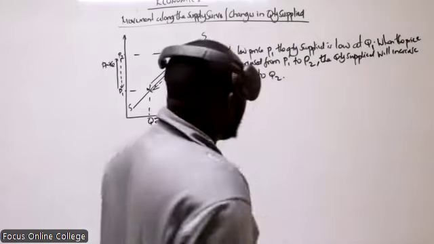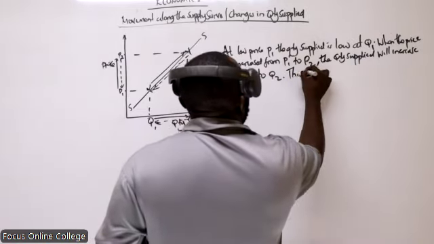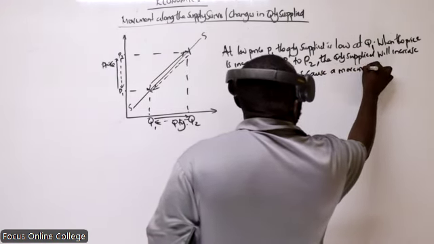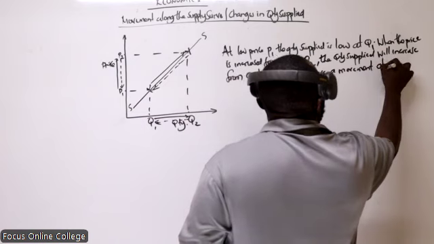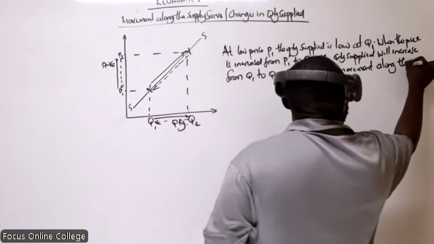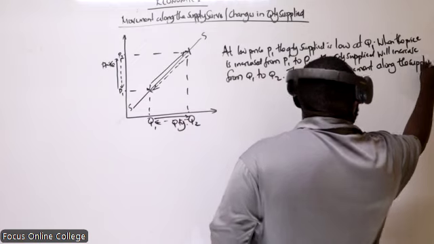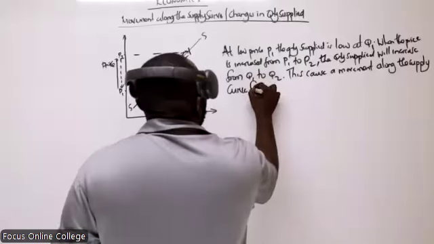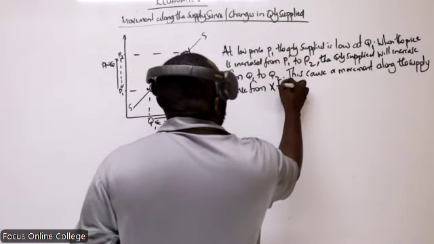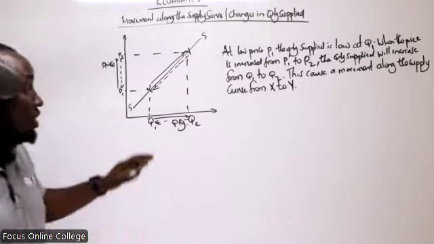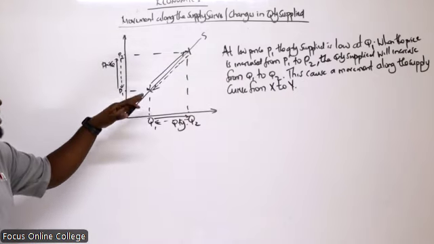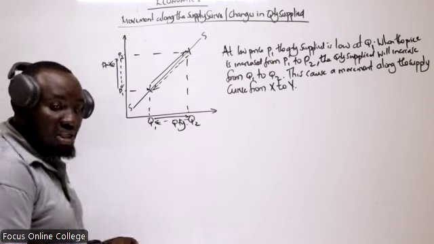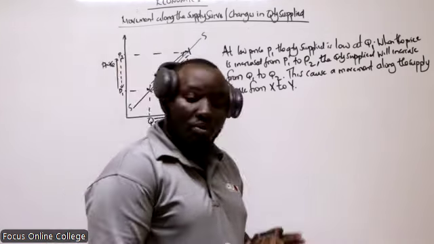So we say this causes a movement along the supply curve, from X to Y. That definitely causes a movement along the supply curve from X to Y.